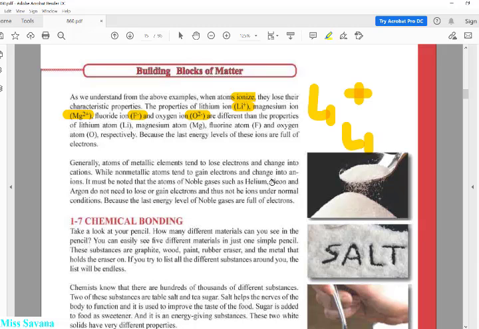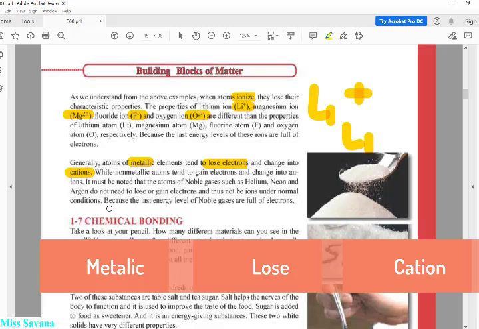Okay, so atoms of a metallic element tend to lose electrons. What does metallic mean? It means those with metallic properties, and they change into cation. Most of the metallic elements, which are iron, aluminum, lithium, beryllium, sodium, all of these elements actually tend to lose their electron and change into cation with the metallic properties.